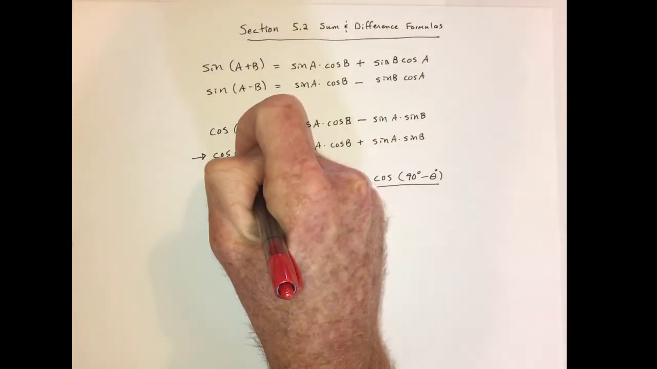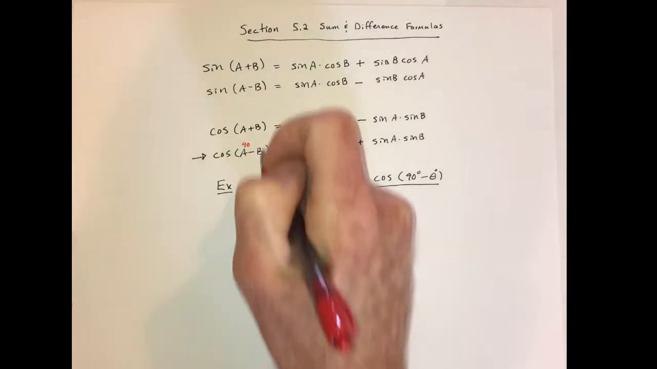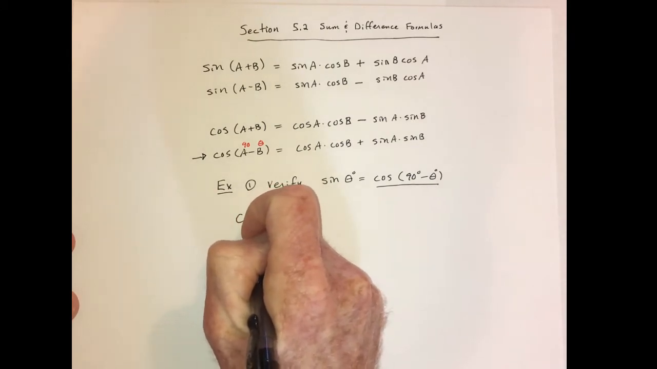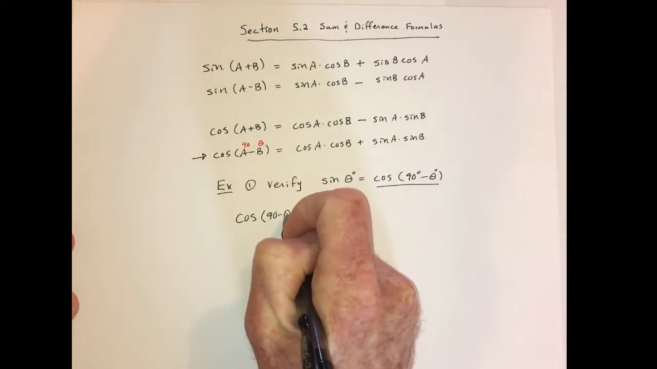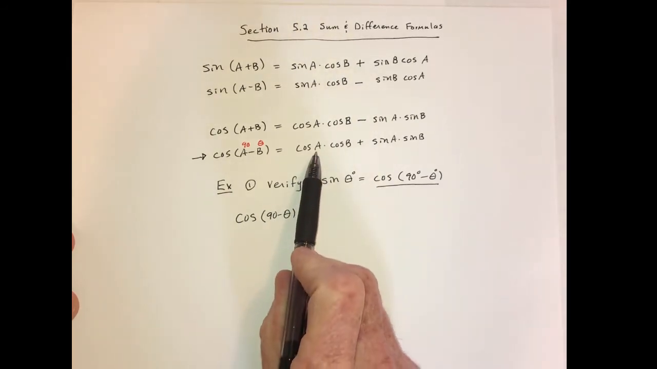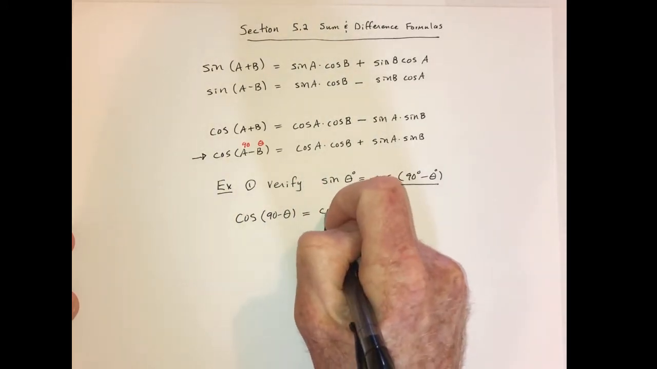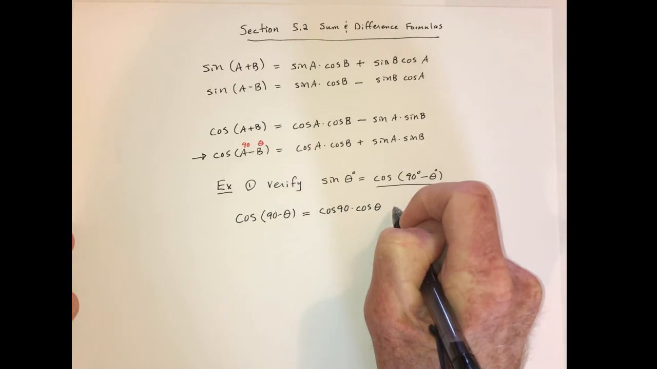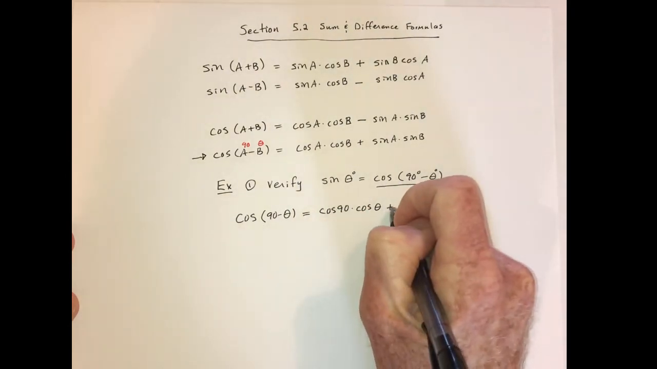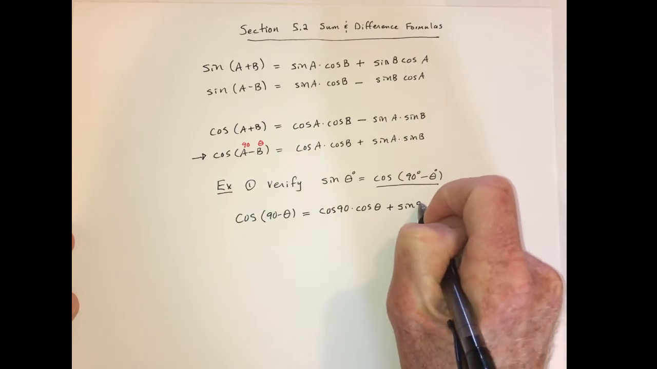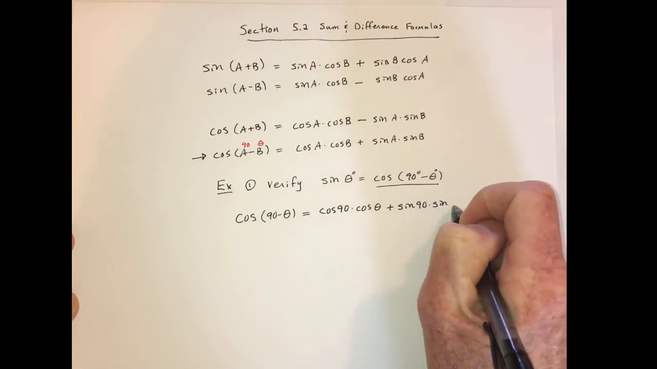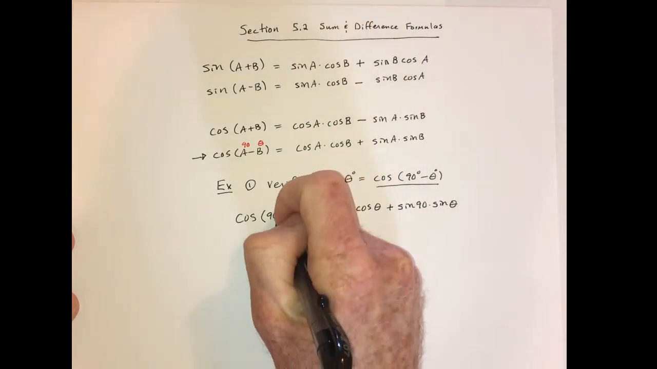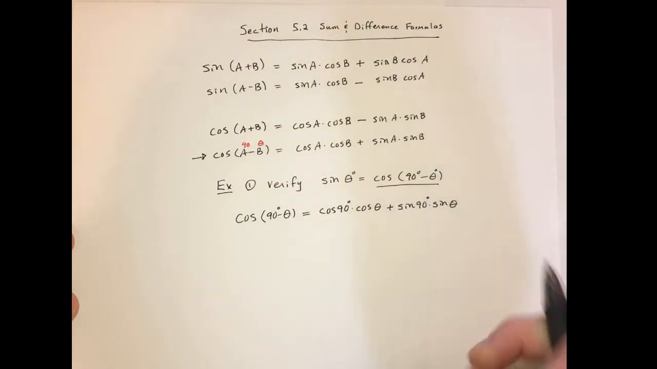So this is going to be the A, and theta is going to replace the B. So cosine of 90 minus theta. So this is the 90 and this is the theta. So it'll be cosine of 90 and then cosine of theta. And then because this is a minus, this changed to plus. Then it's going to be sine of the 90 and sine of the theta. And technically I'm supposed to put little degrees right here on all of these.